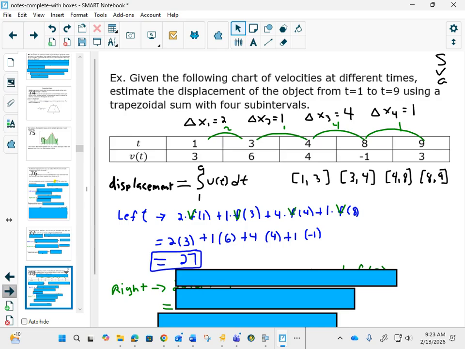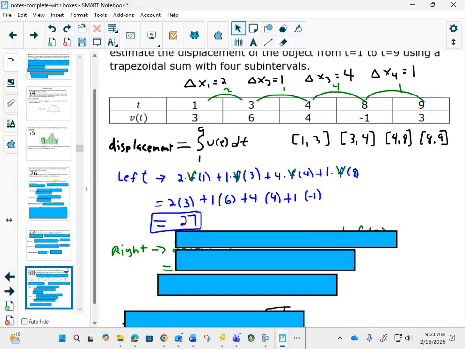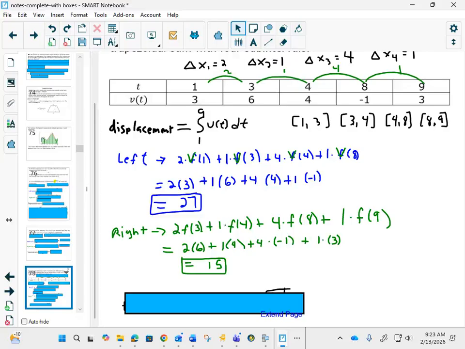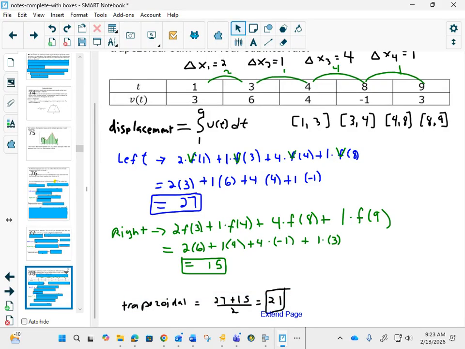Your name's all there? Yeah. Excellent. We can get the left sides to be 27. Same thing, do the same process with the right sides. We get the right sides to be 15. So our trapezoidal sum will be 21.